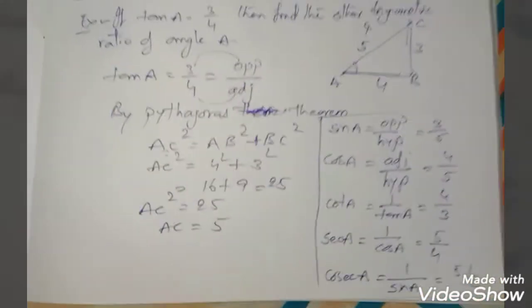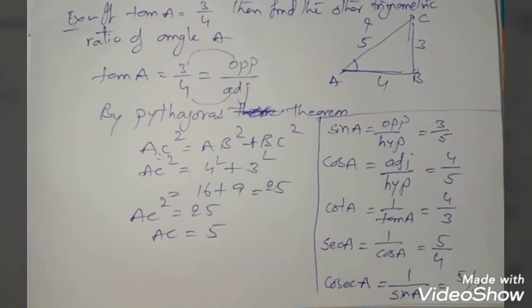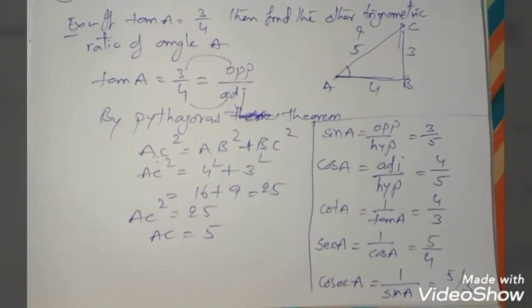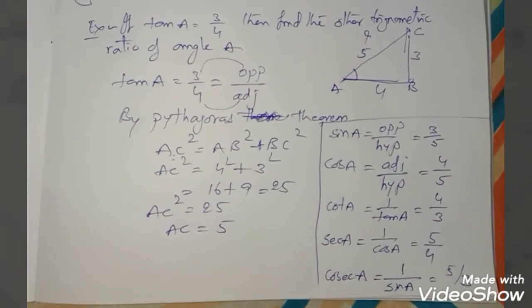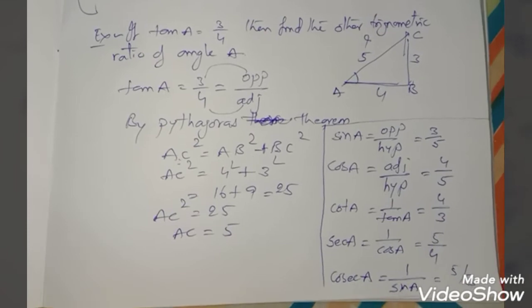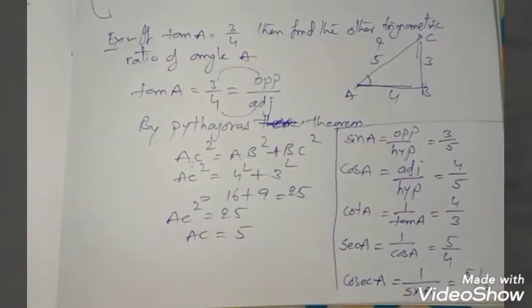So like this we are finding all the ratios if any particular trigonometrical ratio value is given, right? So hope you people have understood all these problems. So based on these ratios we'll solve remaining problems of the exercise and some example problems, right?